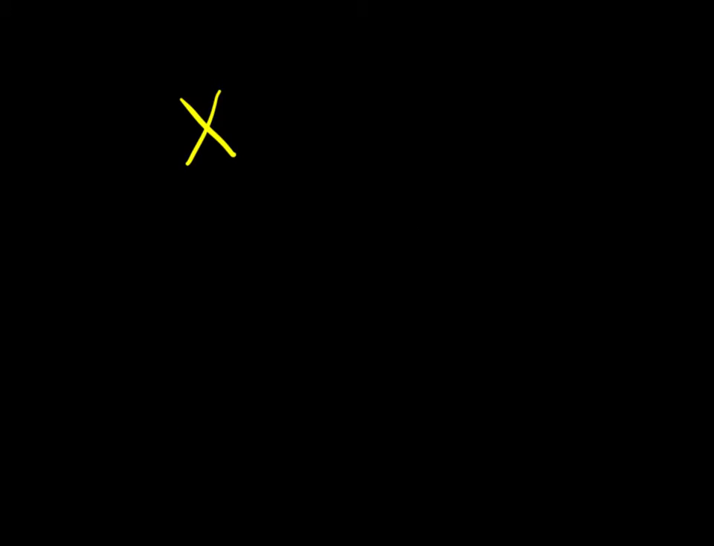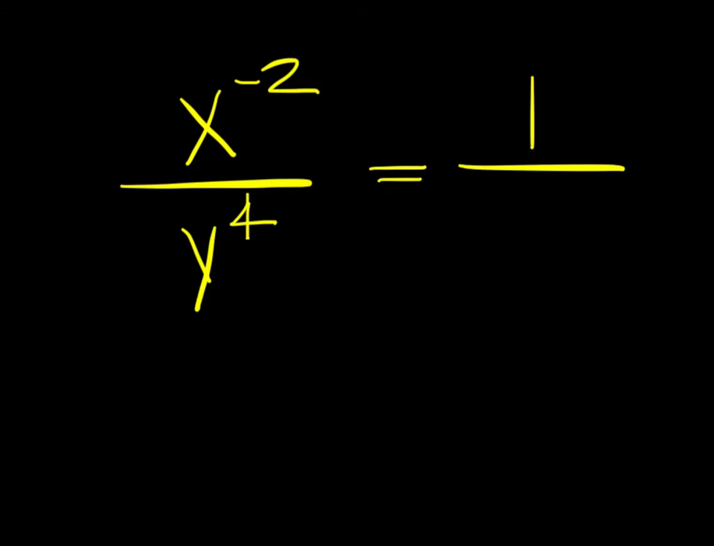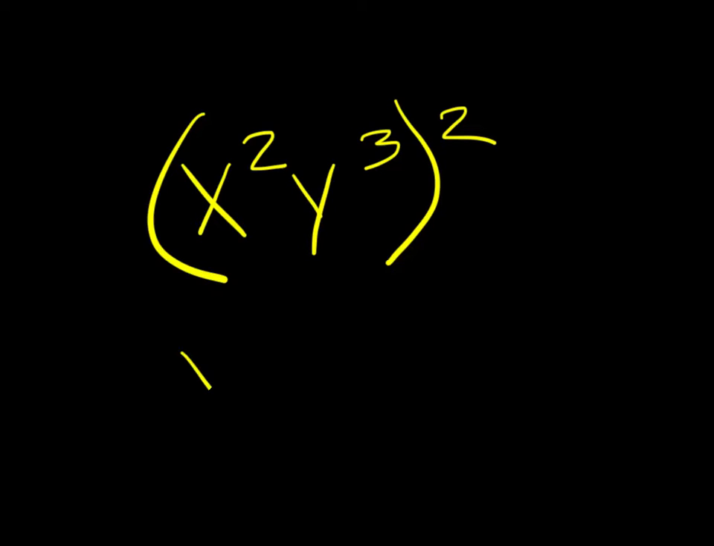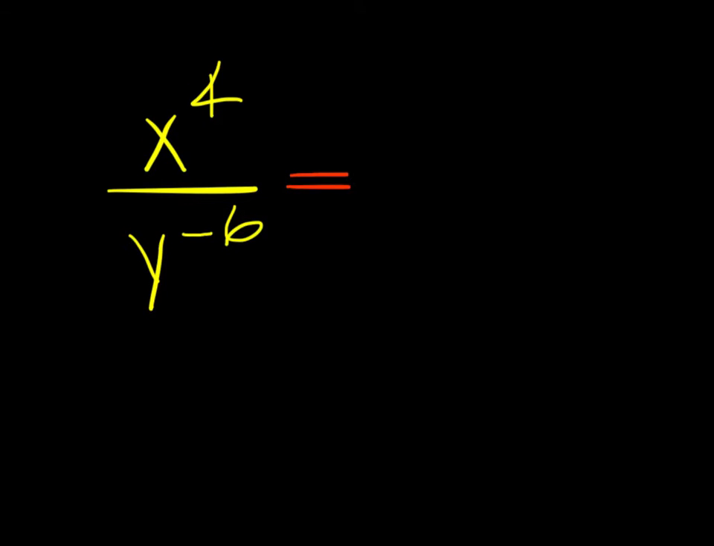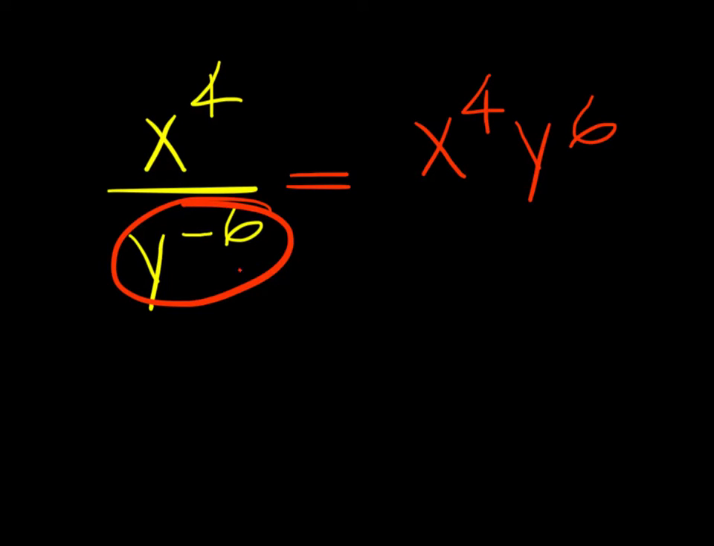Try this one and drop it off. Solution to the practice problem is 1 over x to the second, y to the fourth. Solution to the bonus is x to the fourth, y to the sixth. Another practice problem. The solution for the practice problem: you should have x to the fourth, y to the sixth, because this becomes positive on top.